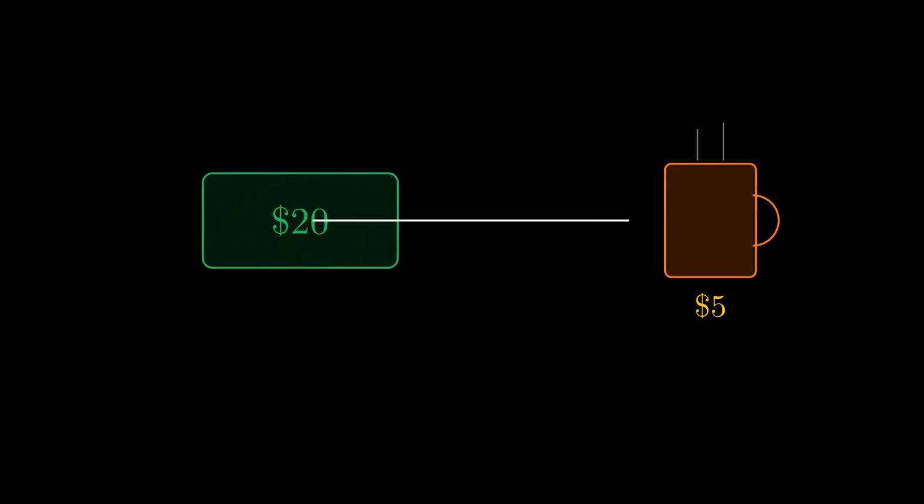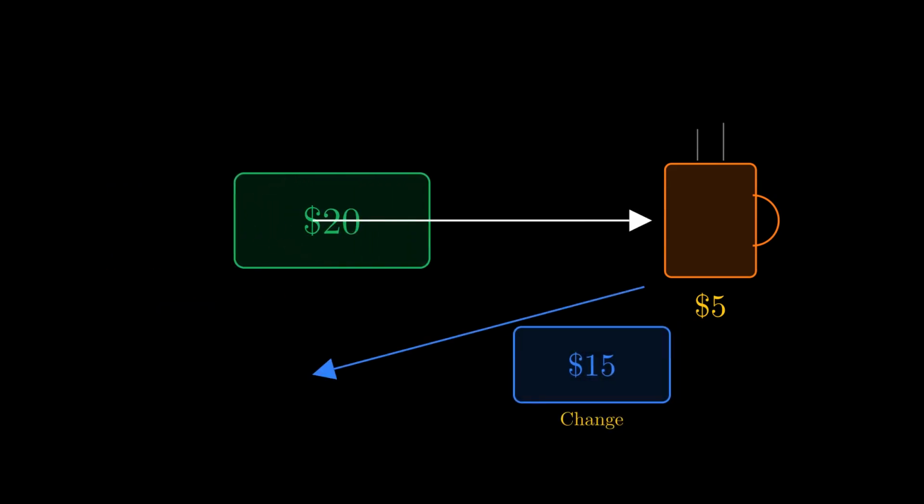Imagine you walk into a coffee shop. Your coffee costs $5, but the smallest bill in your wallet is a 20. You can't rip the bill into quarters. You hand over the whole thing and get 15 back. Bitcoin works exactly the same way.